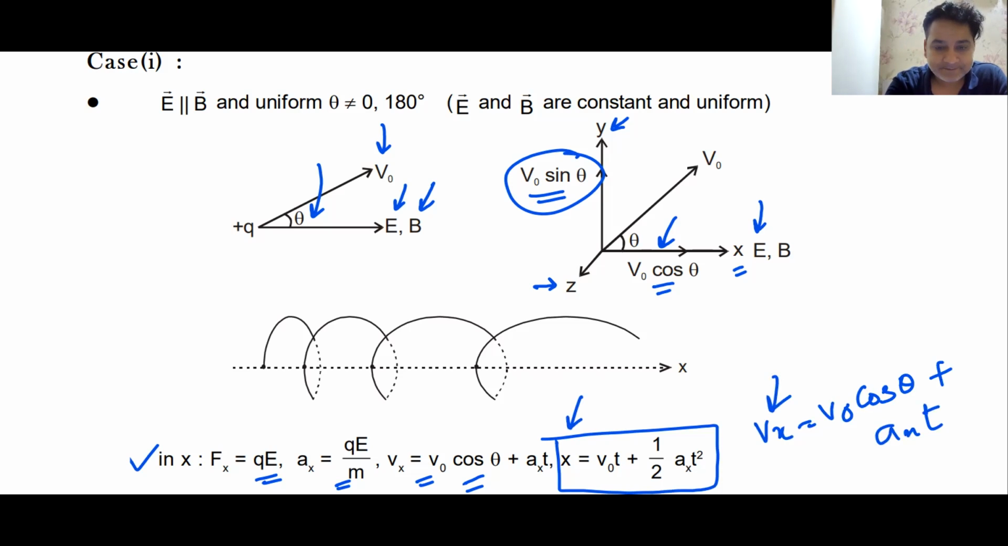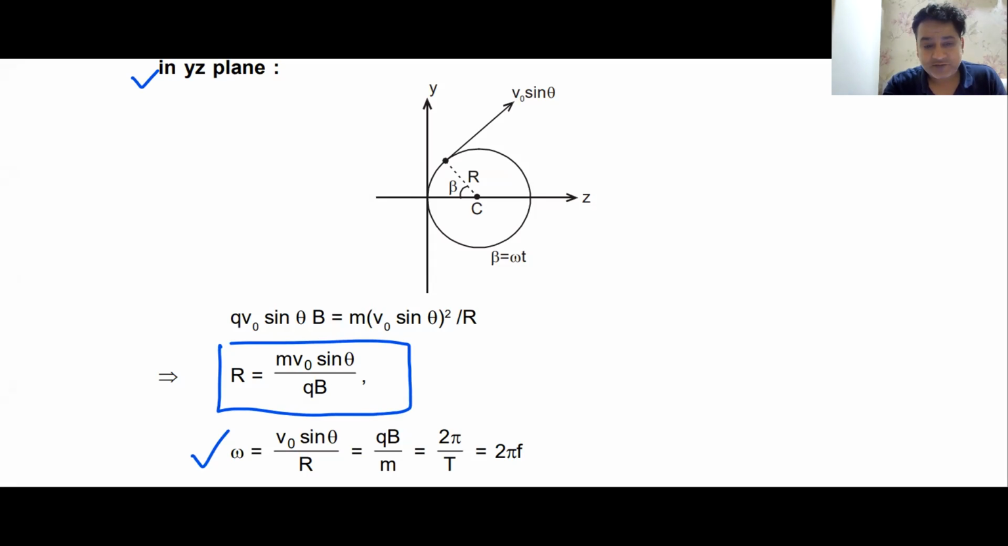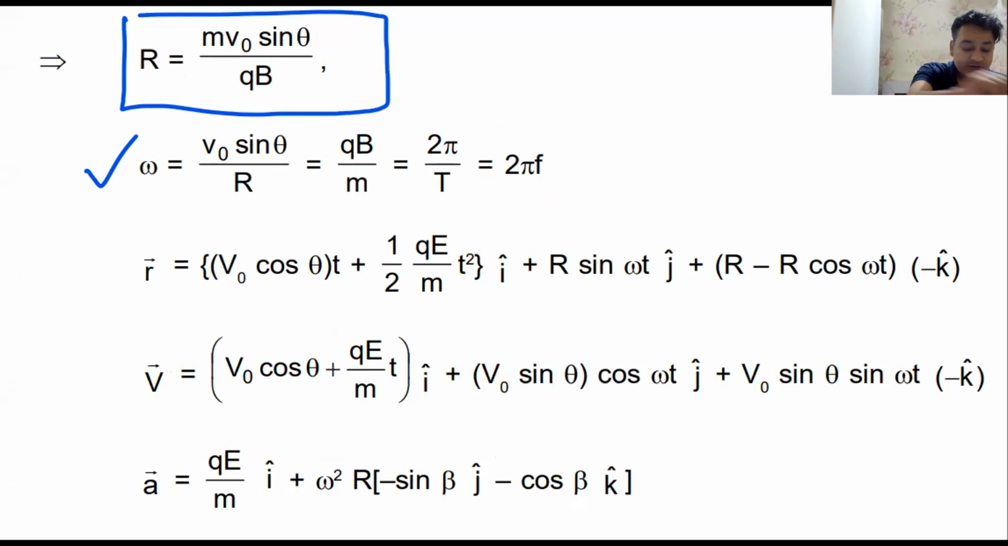Have you noted it down? And you can also note what happens in the yz plane where the particle is moving. The radius of the circular path will be given by m v perpendicular by qB. The angular velocity will be given by this. Now you can find the x coordinate, we have already found it. You can find the y and the z component, and you can also find the velocity of the y and z components. You can understand this? So note this, this is the final result that you are going to get.